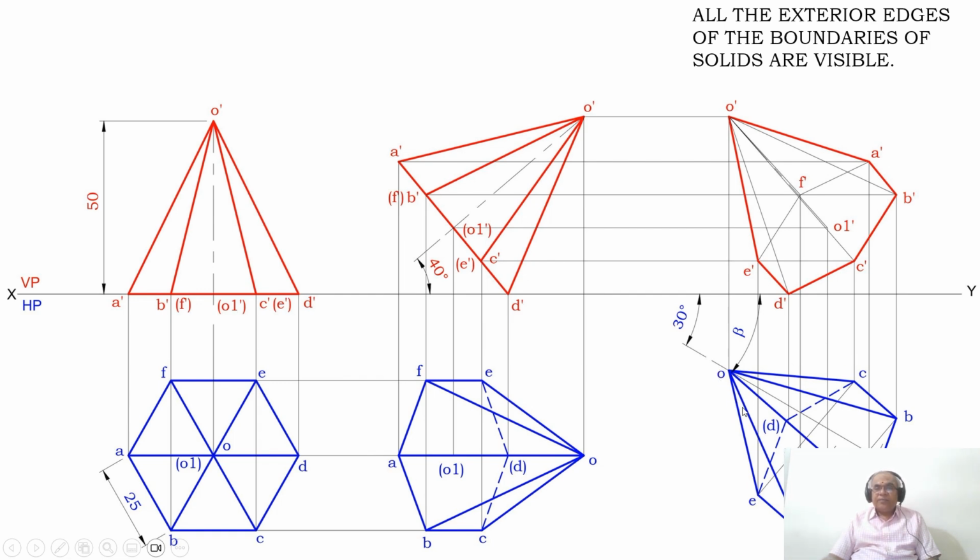Now I need to write the front view for this. How to draw that? Draw a vertical projector from the third position top view of O to the front view and draw a horizontal projector from O dash.